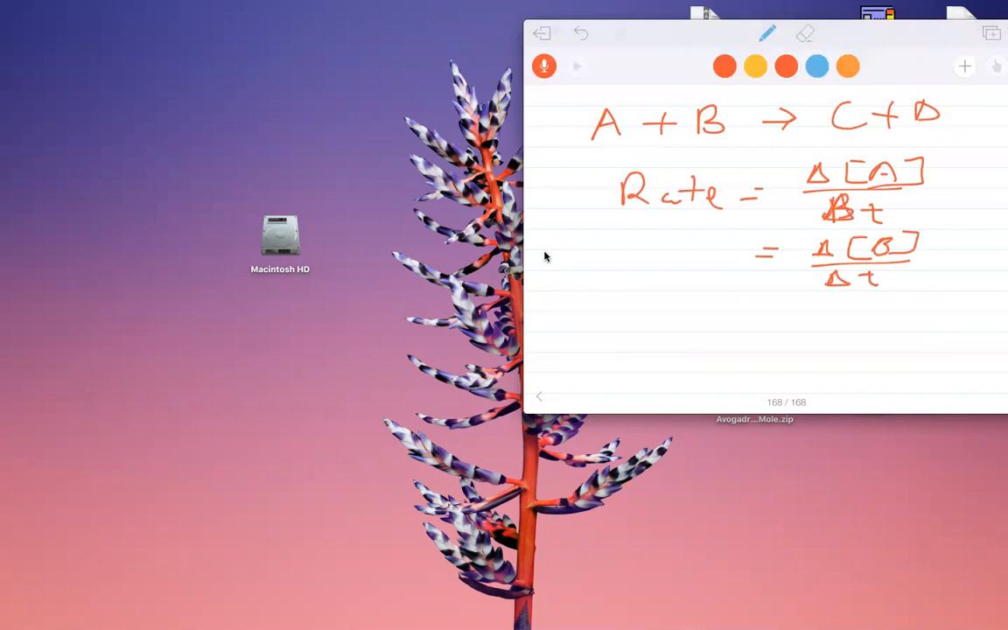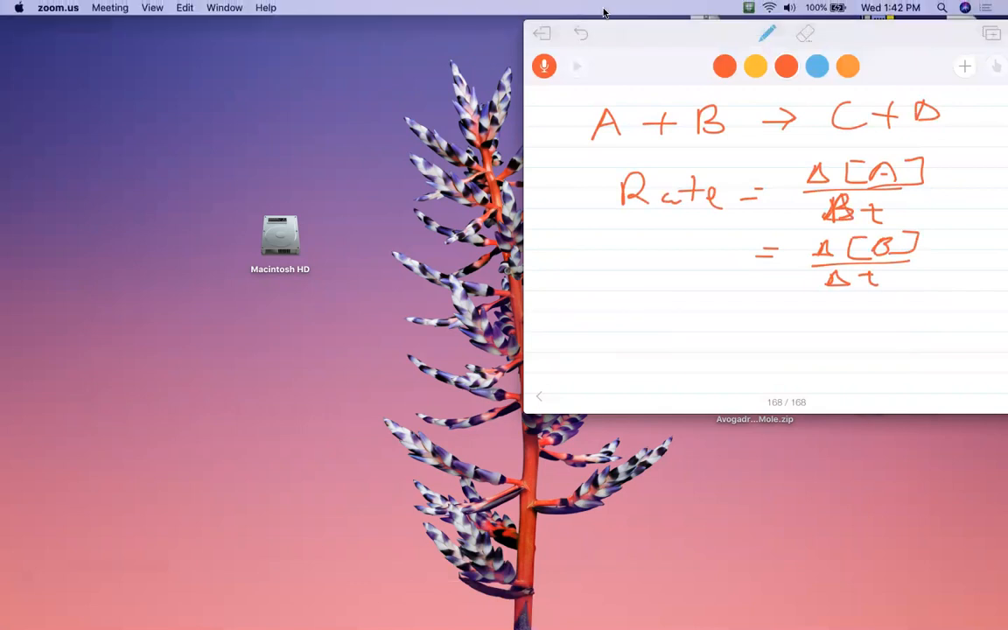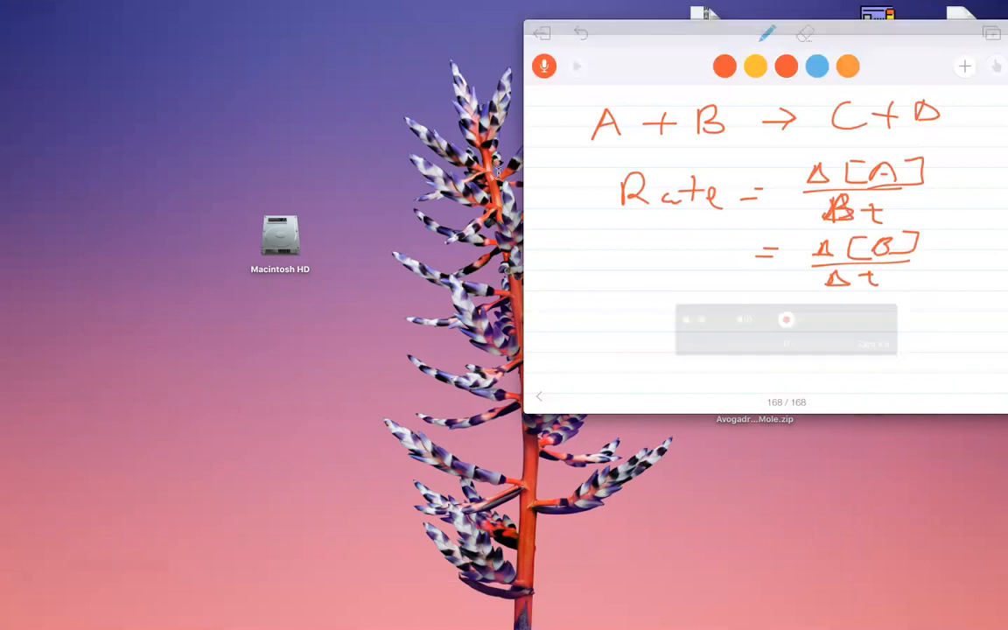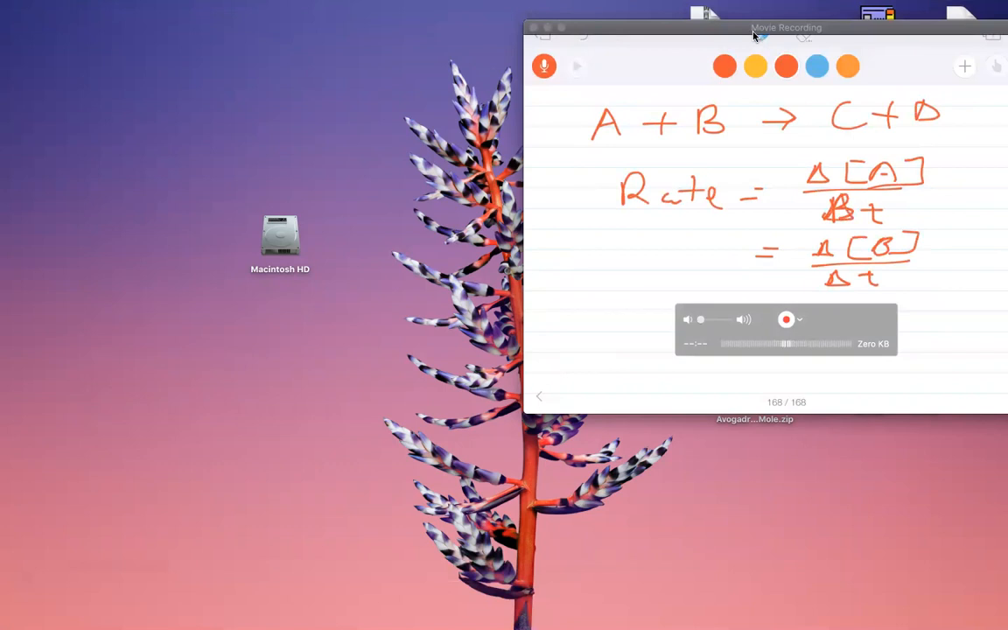Rarely will you see that rate of reaction is monitored through the product. Generally, the rate of reaction is monitored as a function of the reactants. So this is the rate of reaction.